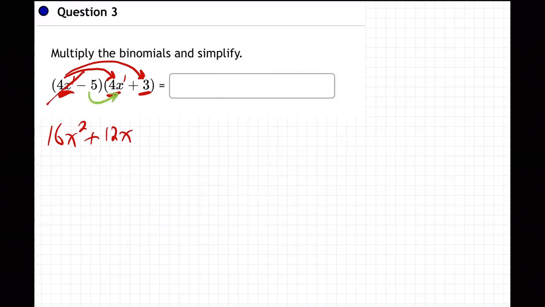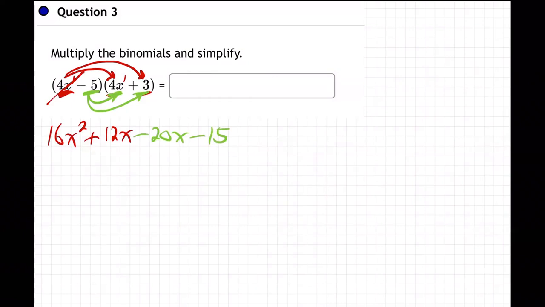Now the minus 5 is going to go there and there. What do we get? Minus 20x minus 15. See what happened? The minus 5 went there and there. So in other words, they took turns, didn't they? The 4x went to both, and then he was done. And then the minus 5 went to both. We're not completely done yet, but we're almost done. Is that good so far?